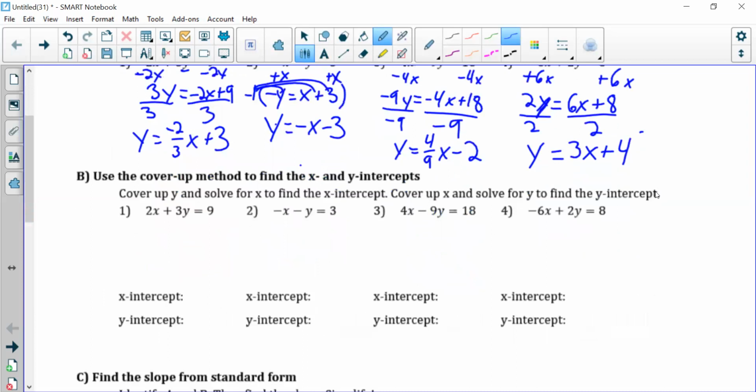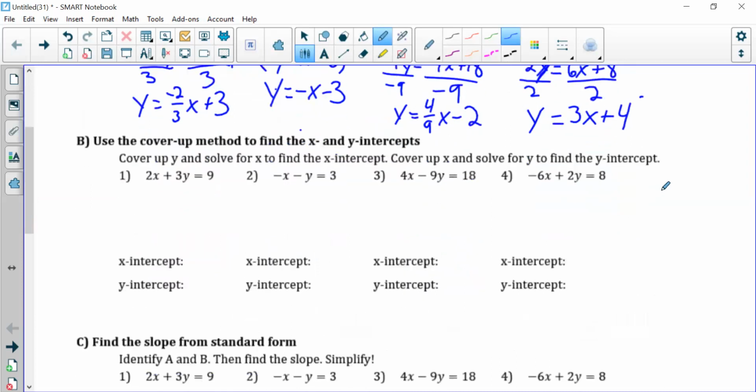All right, so that's our first part. Next thing we're going to do today is using what's called the cover-up method to find the x and the y intercepts. So let's talk for a second, what exactly is an intercept? Y'all remember from slope-intercept form, let me just draw a quick graph, that the y-intercept is the place where the graph crosses the y-axis, right? So it's where y equals something and x equals 0. So for the y-intercept, x equals 0. Well, it's exactly the same type of thing for the x-intercept. It's where your graph crosses the x-axis, so it's where y equals 0.